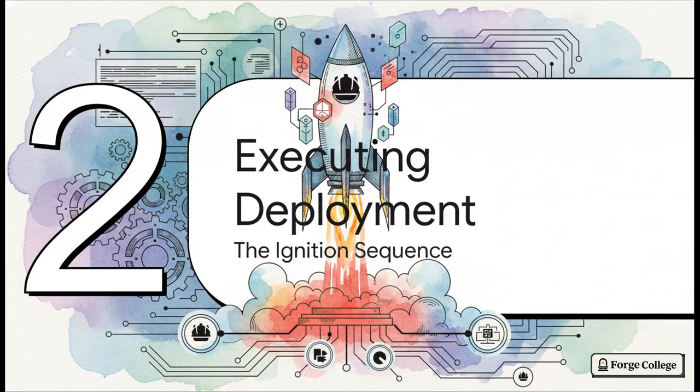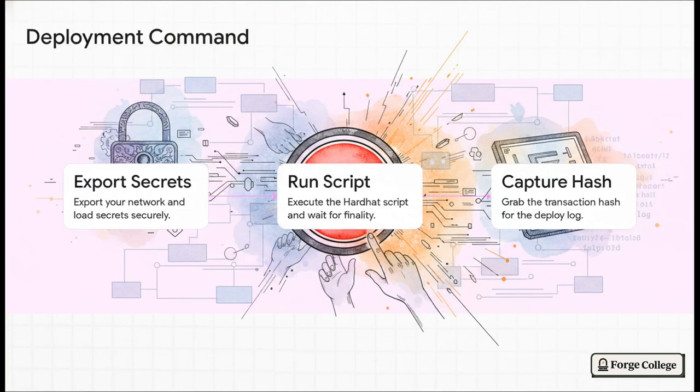Section 2, executing the live deployment. Time for the ignition sequence. Okay, this is it, the actual ignition sequence, using our previously tested Hardhat or script-based pipeline. It's just 3 simple steps. Step 1, we export our network and securely load our secrets. Step 2, we run our Hardhat script. And step 3, we capture the transaction hash.